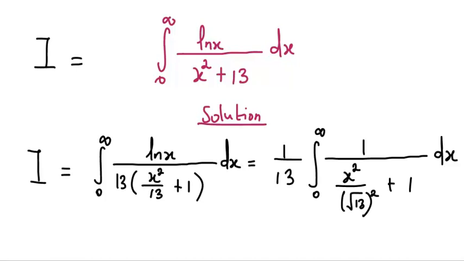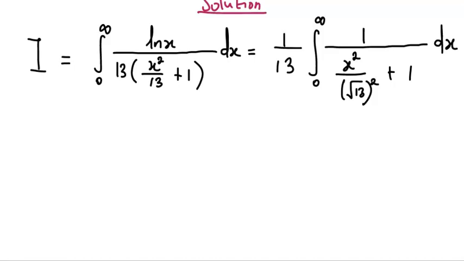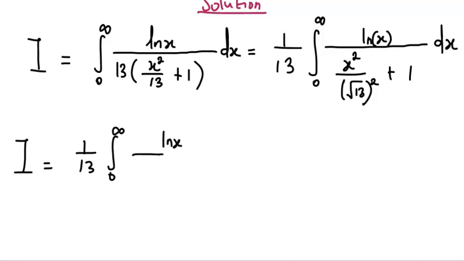Okay, take note of this. When you have a raised to the power of m divided by b raised to the power of m, since they have the same power, it will be a divided by b whole raised to the power of m. So therefore, our I is going to be equal to 1 by 13, the integral from 0 to infinity. Sorry, I misplaced something. This is natural log of x, actually. So we have natural log of x, divided by x divided by root of 13 whole squared, plus 1. Then we have our dx.